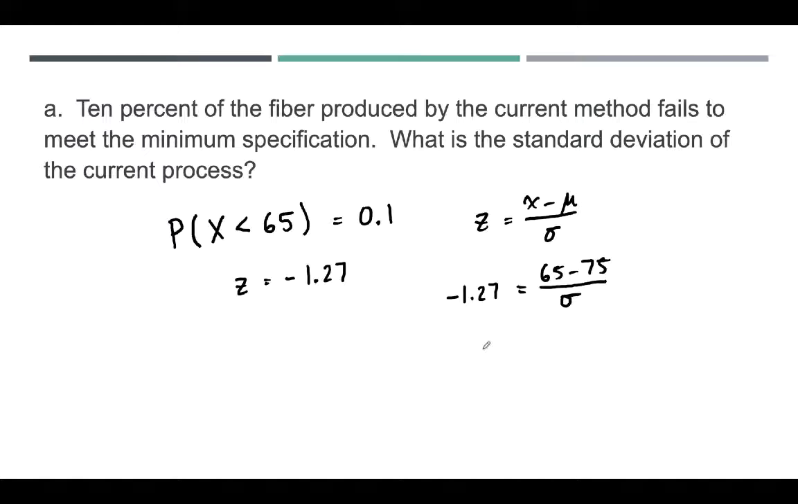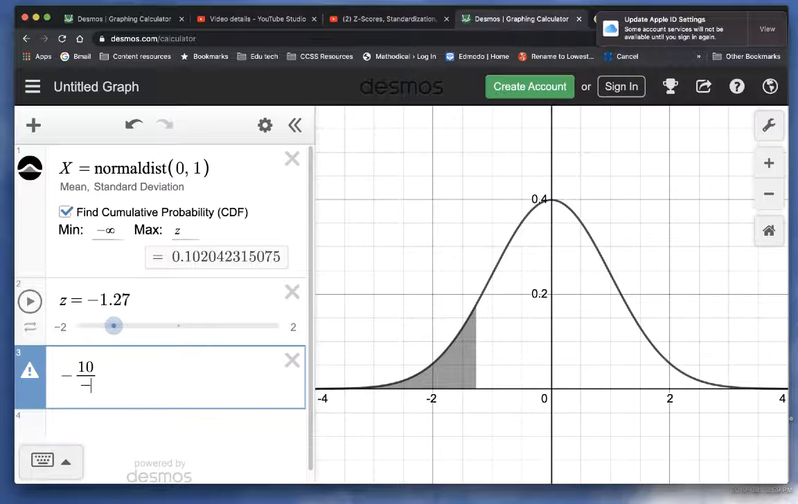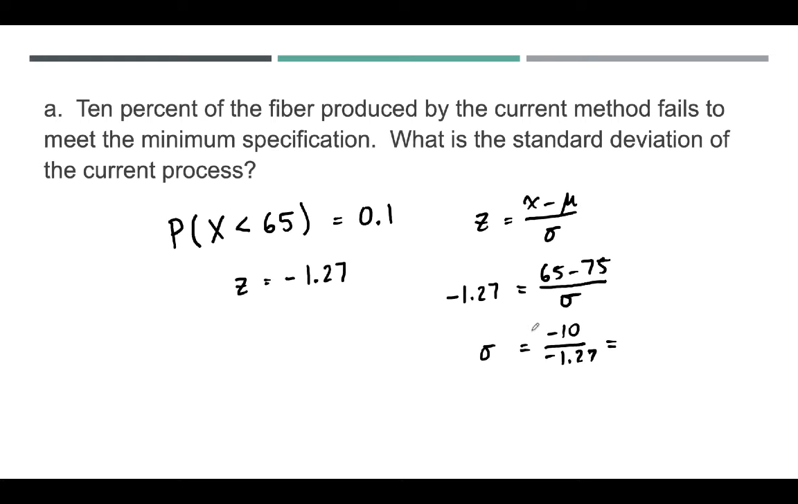Okay, so doing a little bit of algebra here, I'm going to skip a few steps. Negative 1.27, and you can pop that in a calculator. Negative 10 divided by negative 1.27, and we have, let's call it, 7.9. So the standard deviation right now for the process that we have, based on the information given, is 7.9.